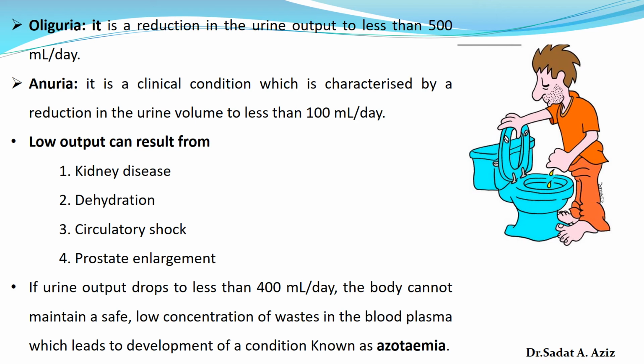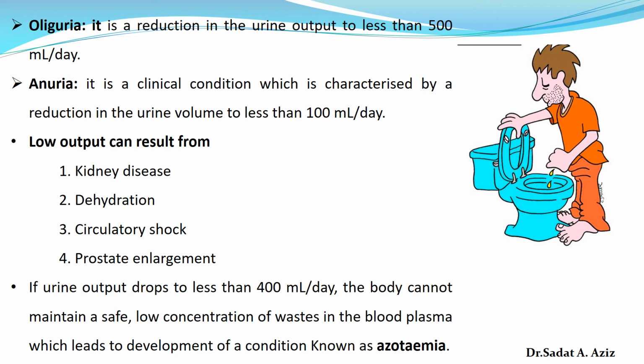And the third type of renal related disorder is called anuria. It is a clinical condition characterized by a reduction in the urine volume to less than 100 ml per day. So in the case of anuria, the patient has a tiny or very small amount of urine output. It is normally less than 100 ml.